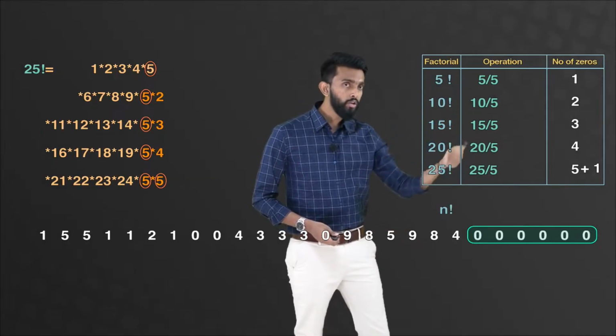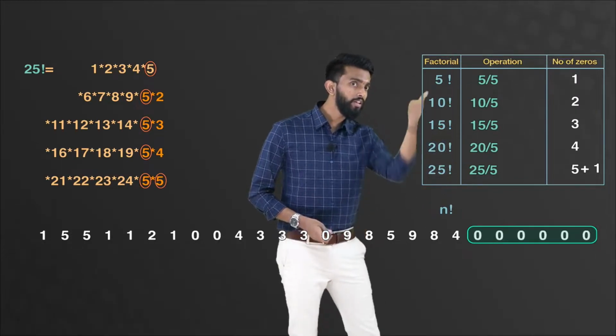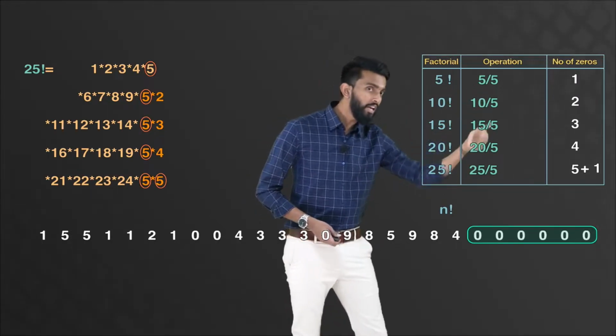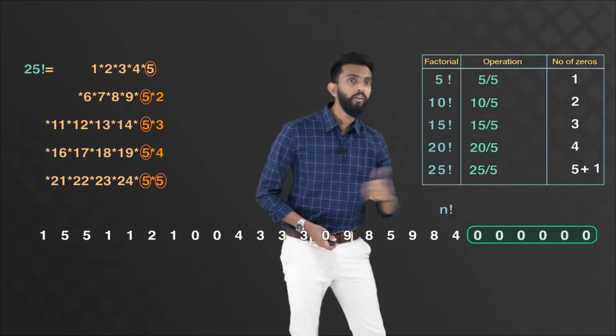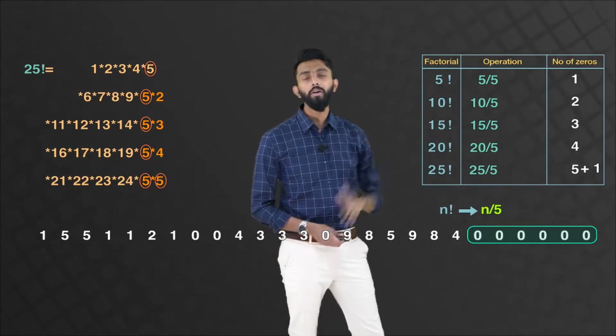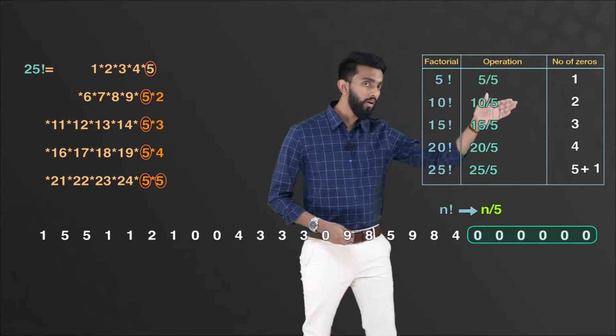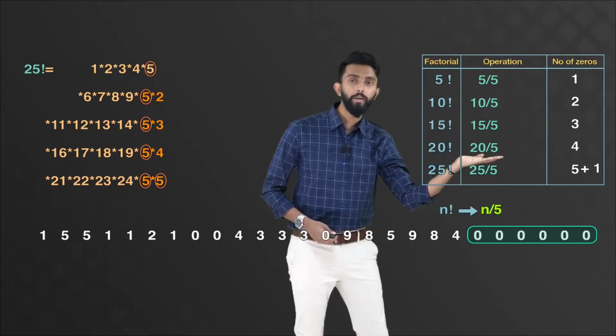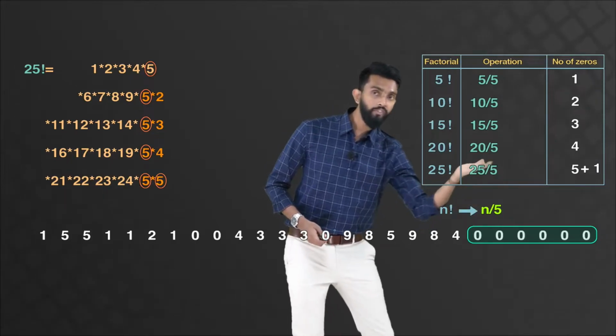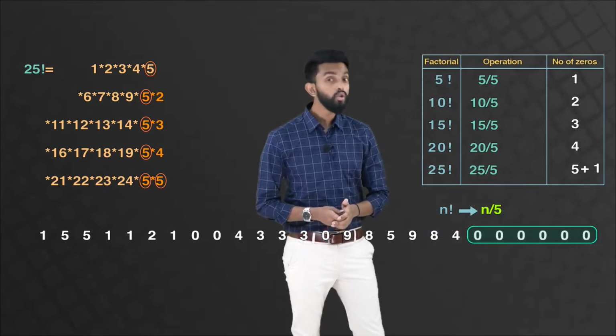What is this operation you are doing? This 5, 10, 15, 20, 25 is nothing but n value. 5 is anyways fixed, which means in general if I have to write, how can I write it? N divided by 5. Would you agree with me? Now this n divided by 5 works for everything up until 25. After 25 it will not work. So then what to do?